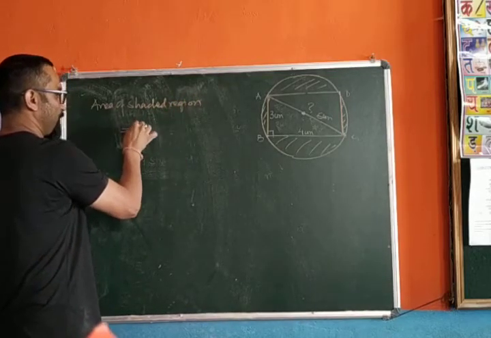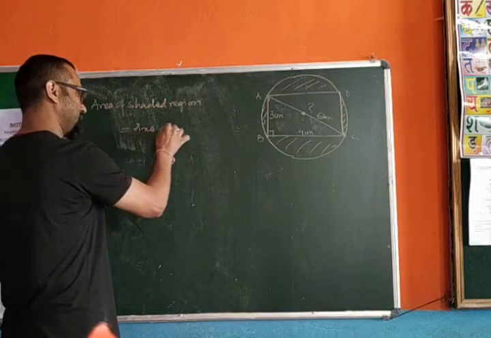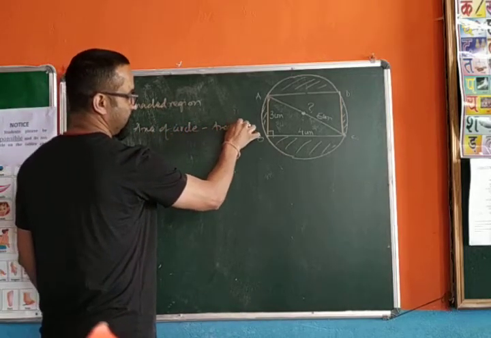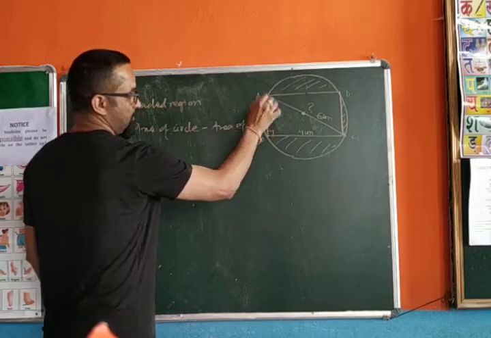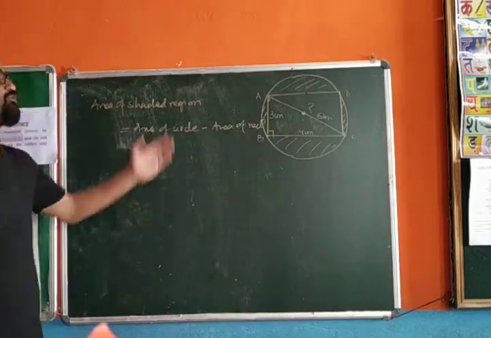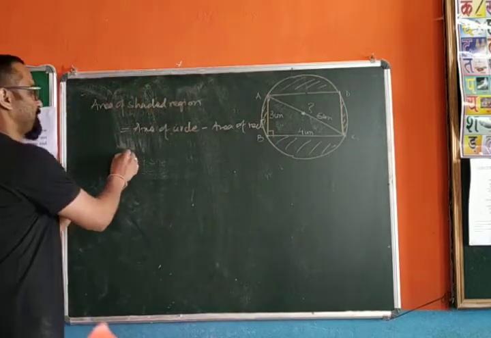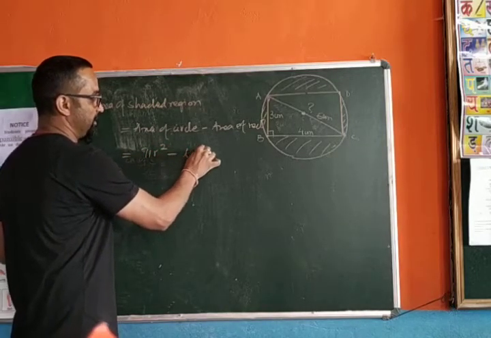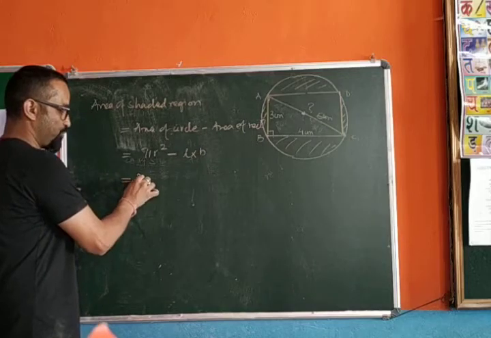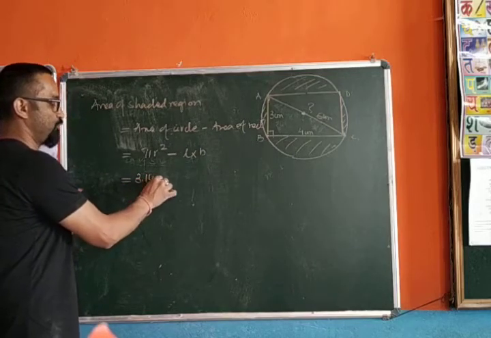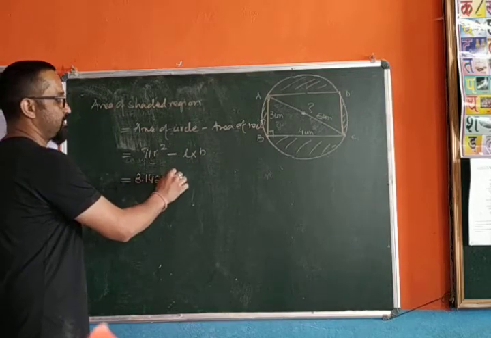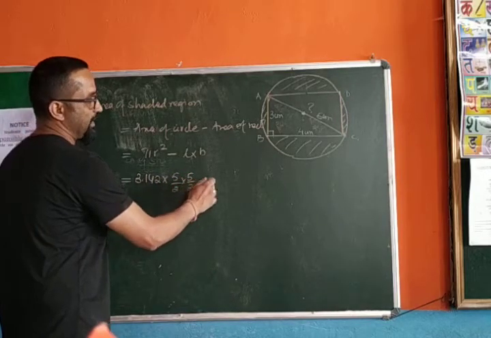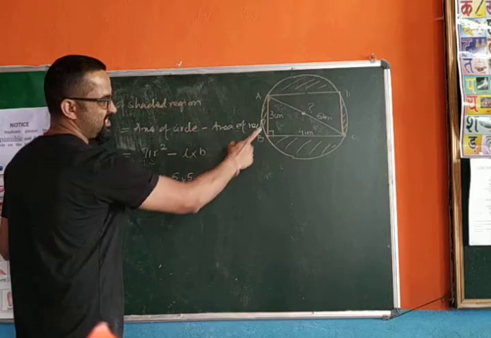Which is equal to area of circle minus area of rectangle. The portion which is not shaded you need to subtract. Pi r squared minus length into breadth. 3.142. Radius is 5 divided by 2, 5 divided by 2, minus length is 4, breadth is 3.